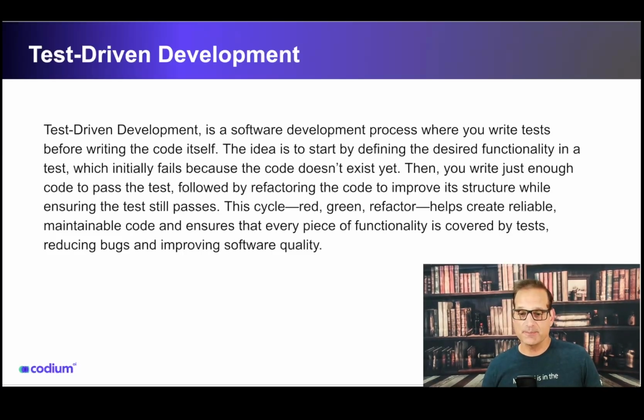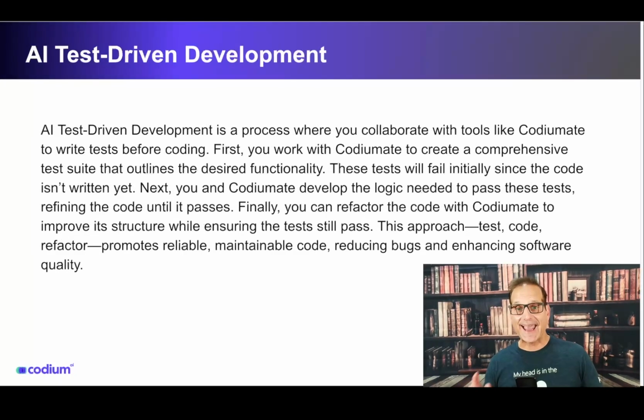Well, what's the difference between that and AI test-driven development? AI test-driven development is a process where you collaborate with tools like Codiumate to write tests before coding. First, you work with Codiumate to create a comprehensive test suite that outlines the desired functionality. These tests will fail initially since the code isn't written yet.